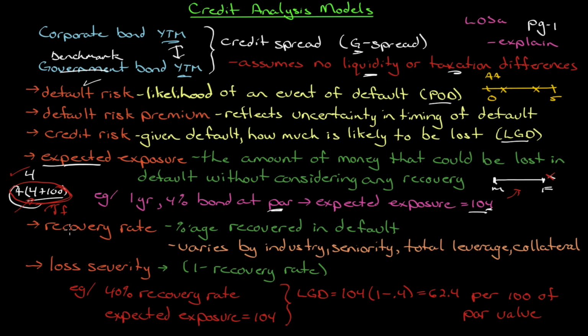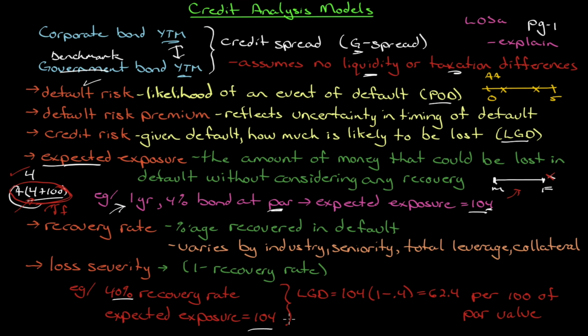I just want to get the definition of expected exposure out there and explain just a few little hiccups with it. The recovery rate is the percentage recovered in default. It varies by industry, seniority, the company's total leverage, the type of collateral that was put up. Loss severity is 1 minus the recovery rate. So let's have a look at an example here. Let's say we have a 40% recovery rate on a particular bond. Let's take this 1-year bond. And our expected exposure in 1 year will be 104.